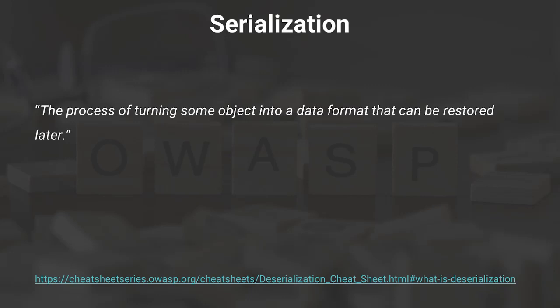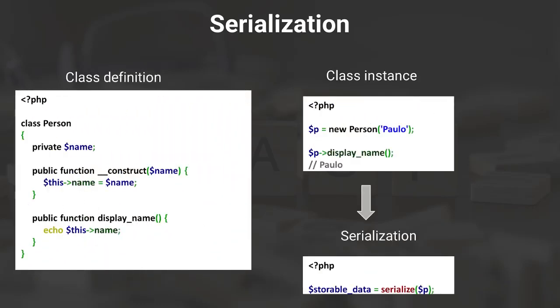Let's start with serialization, the process of turning some object into a data format that can be restored later. Usually, this is done in order to save objects to storage or to send them as part of communications. Some programming languages have native support for serialization and deserialization, but others require external libraries to do it.